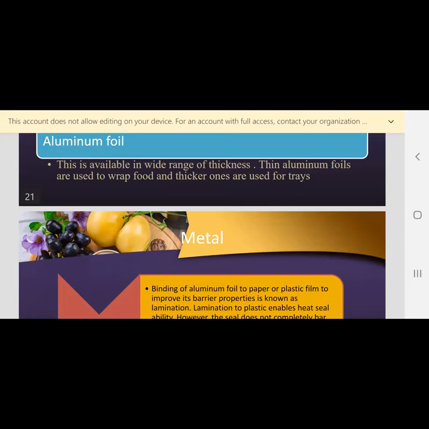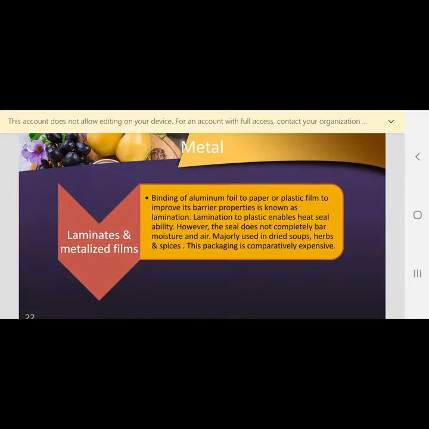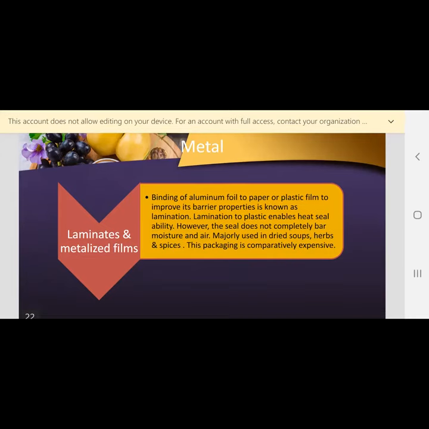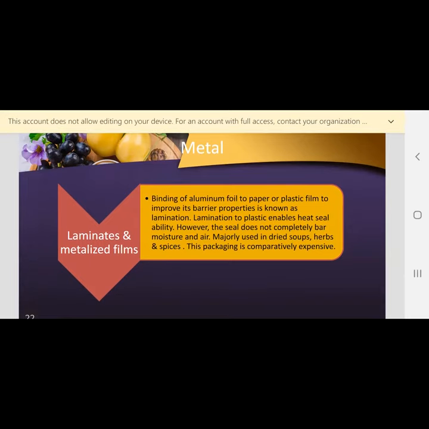Okay. And the next thing is laminated metallized film. What is laminated and metallized film? Binding of aluminium foil or paper to a plastic film. Basically, it is a laminate. In the bakery industry, we all know laminate rolls come, and it is hugely used for packaging of various biscuits, cakes. So that is the laminates and metallized film.